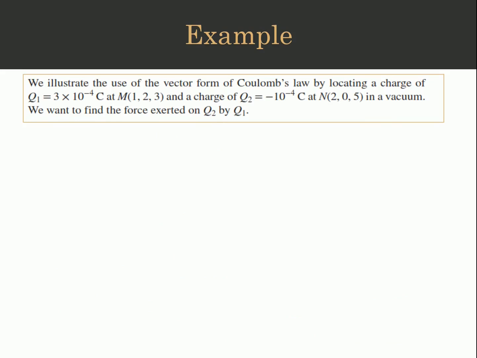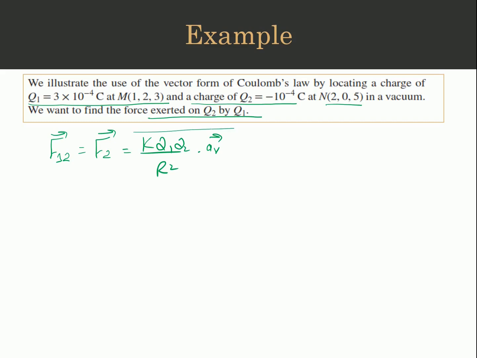Again, here we have charge q1 at point 1, 2, 3, and then we have charge q2 at point 2, 0, 5, and we need to find the force exerted by charge 2 onto q1. So we need to find the force exerted on 2 by 1, or we need to find f of 2. So again we are going to use k q1 q2 divided by r square into ar as a unit vector. This is the vector form representation of Coulomb's law. I'll leave you with the answer, and you can solve this and get back to me in the comments if you are not getting this answer.